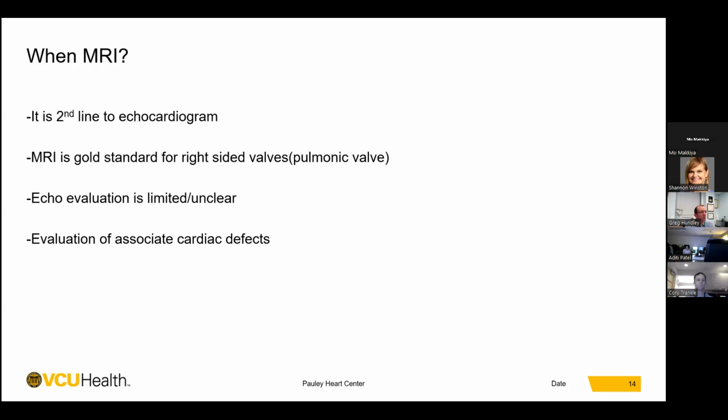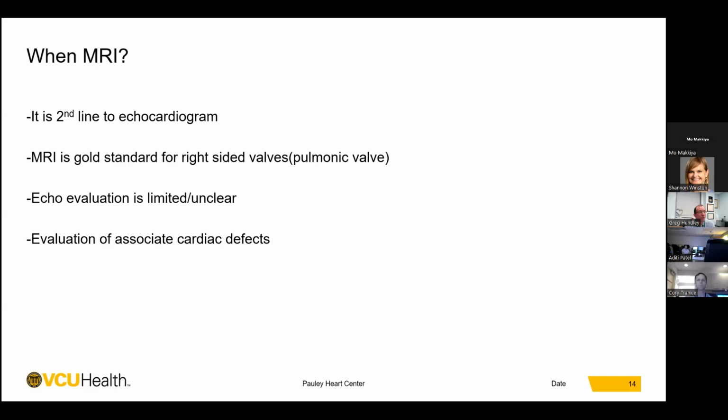It's the workhorse for that, where there is distortion of anatomy or other associated cardiac defects that can be missed on echo. Furthermore, RV volumetric assessment using SSFP can provide a more accurate assessment, and it's the gold standard compared to 2D or 3D echo. Add to that, quantification of valvular regurgitation or stenosis can be obtained with phase contrast imaging, as we discussed.